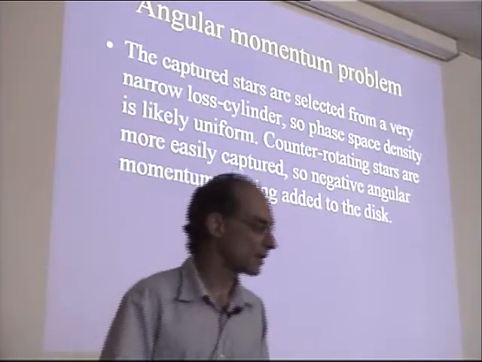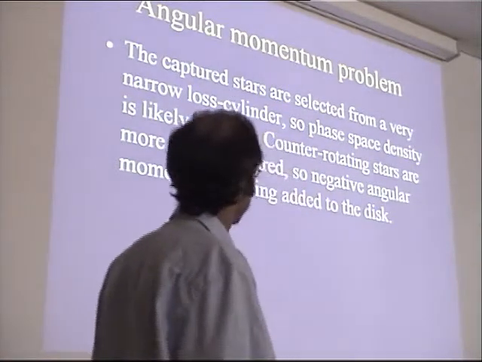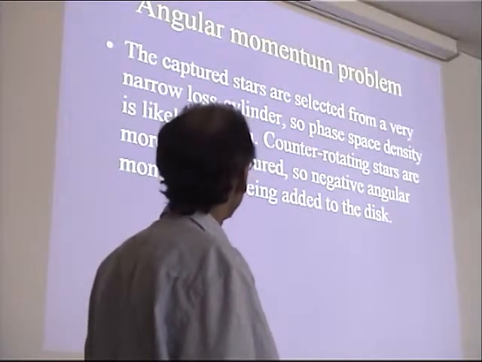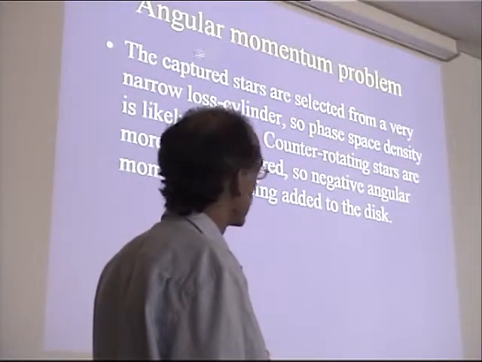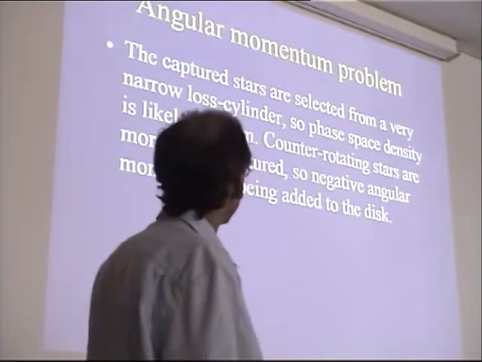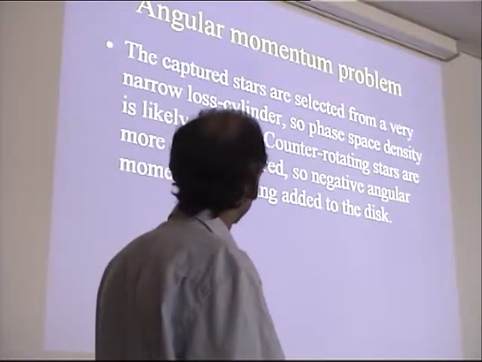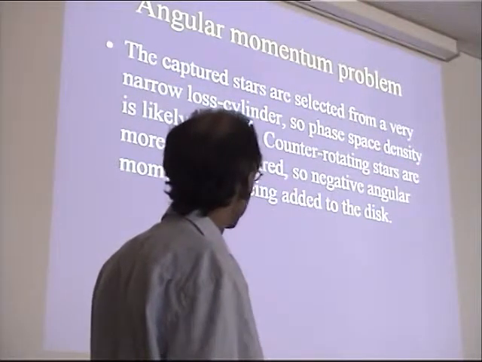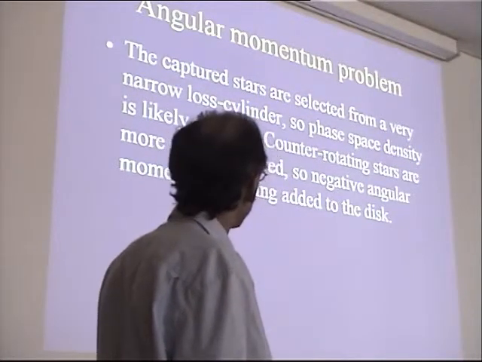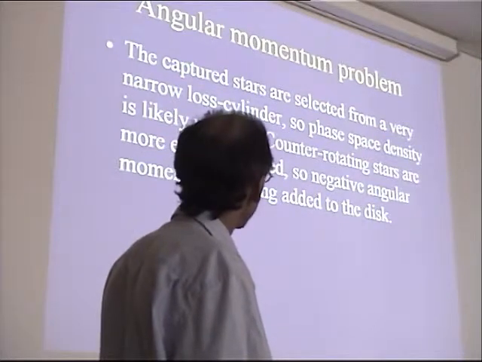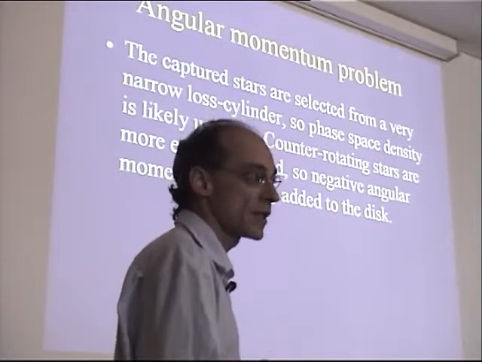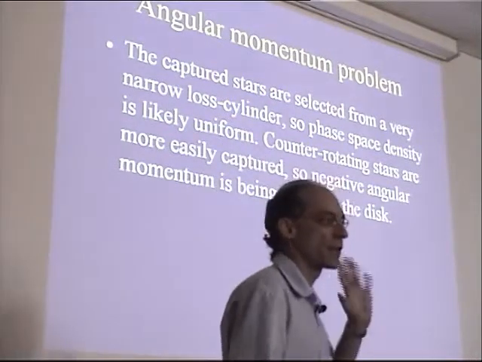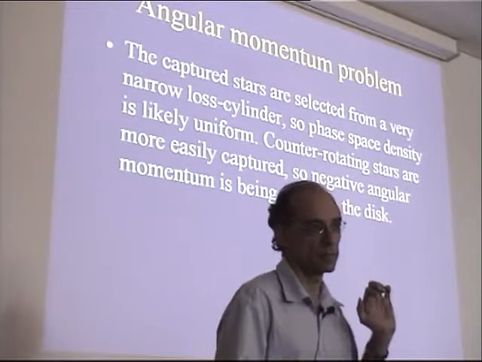The model that I have discussed has a problem that we're not quite sure how it may be resolved yet. It's the angular momentum problem, basically the global angular momentum problem. Basically, the captured stars are selected from this very narrow loss cylinder in phase space. If the phase space density is constant within this loss cylinder, then if you're just capturing these stars from the loss cylinder, on average, these stars have zero angular momentum.